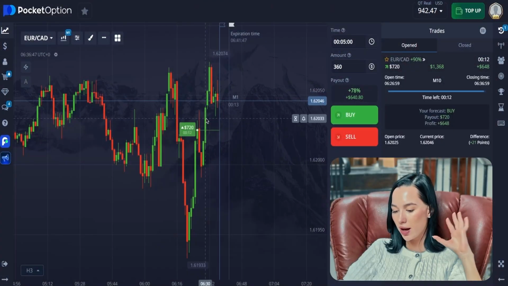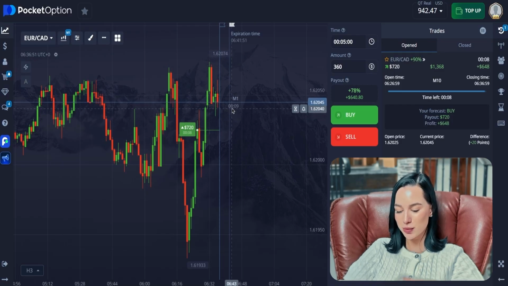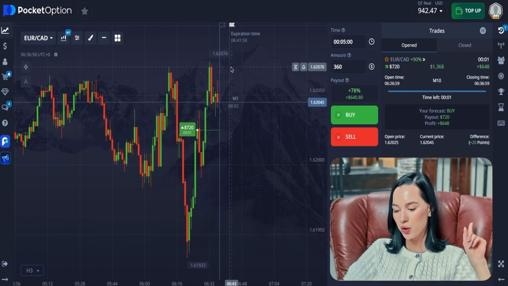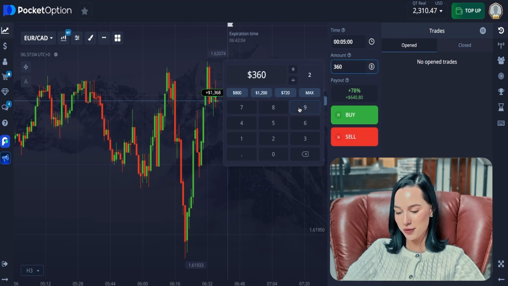So guys, we have 11 seconds to the end of our trade. Let's wait, but I'm sure we're going to be in profit. So that's perfect. So 3, 2, 1, and we close it in the plus. Of course, that was absolutely perfect.